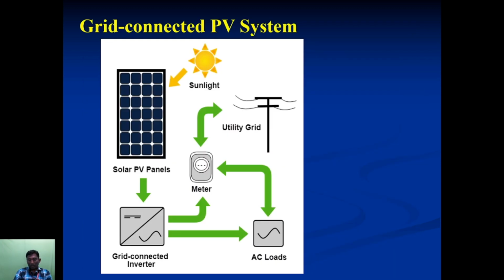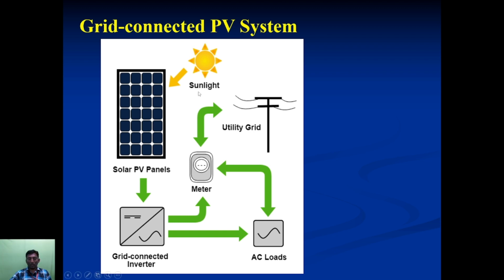And the most important thing, what are all the types of solar PV system available? Mainly there are two different types of solar PV systems. The first one is the grid connected solar PV system and the other one is the off grid solar PV system. Let us discuss the grid connected solar PV system. In this system, the solar PV panels are there, a grid connected inverter is there, and there is a meter that is connected with the utility grid, and we also have the load.